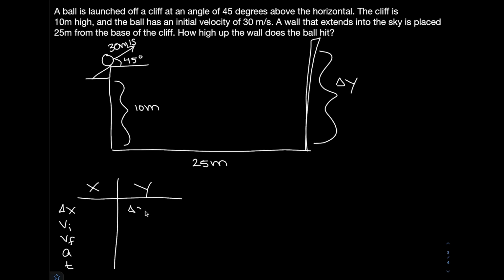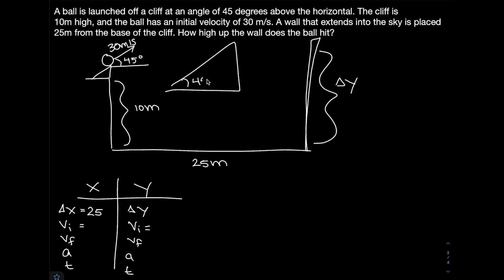Same thing for the y direction. We're going to write out our variables. We have velocity initial, velocity final, acceleration, and time. So in the x direction, we know that our displacement is going to be 25 meters. The velocity initial, we are going to derive here. So let's go ahead and do that real quick. I'll write out a bigger diagram here, which will help visualize what the velocities look like.